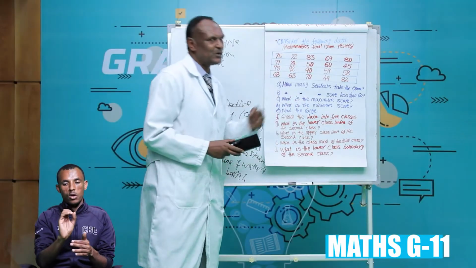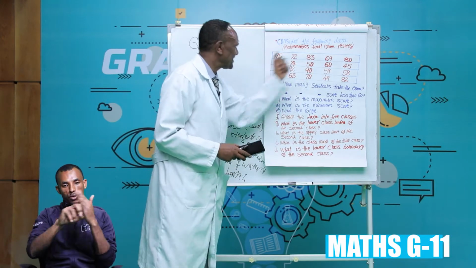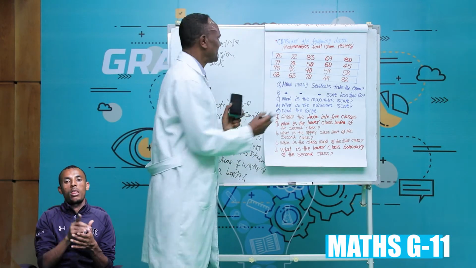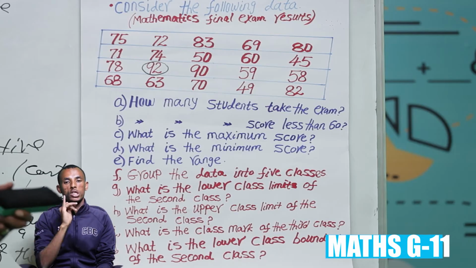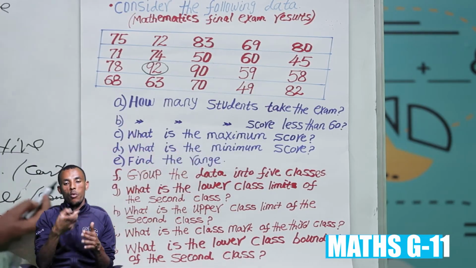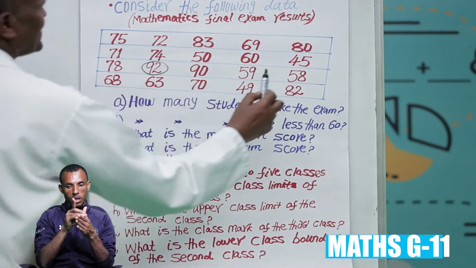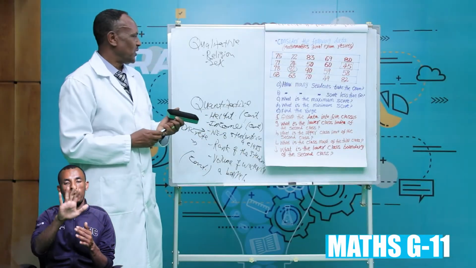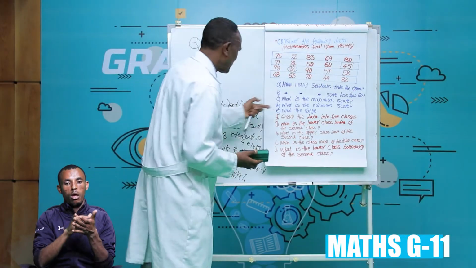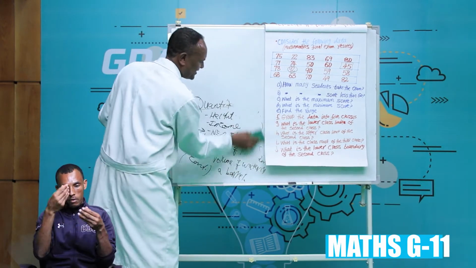What is the maximum score or mark of the students? You have to refer to the data, and you will get a value which is 92 as the maximum mark. What is the minimum score or mark of the students? In this data, you see the minimum to be 45. So you know that when you are asked these questions, you can give an answer by looking at the data given.